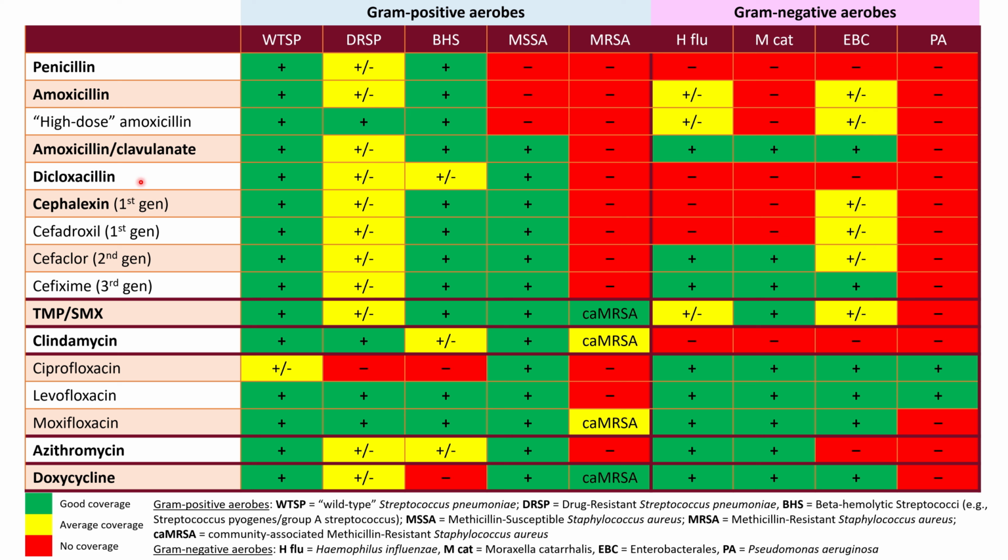Dicloxacillin, which is our anti-staphylococcal penicillin, has excellent activity against MSSA. In fact, it's one of the drugs of choice for MSSA. And in general, it has good coverage for beta hemolytic strep. But there are some strains of beta hemolytic strep that may be resistant to dicloxacillin. So if we have other options for beta hemolytic strep, it's best to use those. But still, it does have high activity against them.